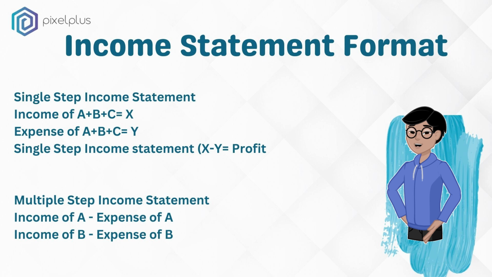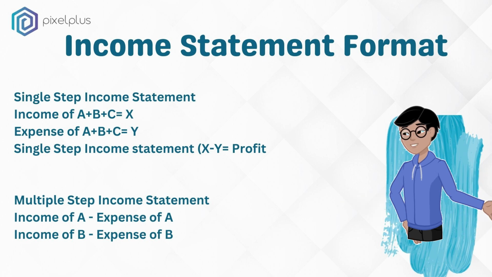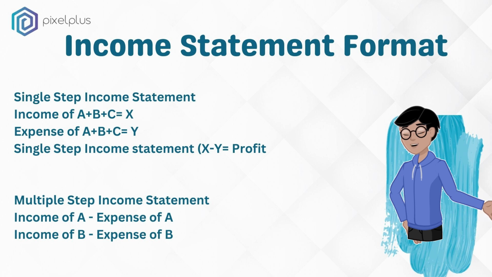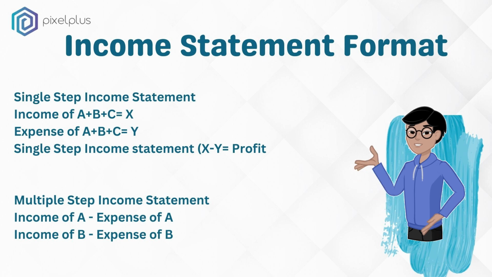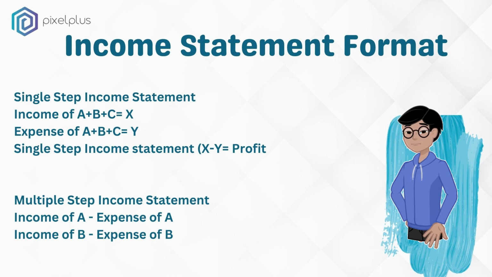In a one step income statement, what we will do, we will sum the revenue of all the products. As we know, nowadays a company is making a variety of products. They are making different products under the same name. So what they will do, they will sum all of the revenue that has been generated from various different products, and then they will deduct the expenses from different products, and they will get a profit.